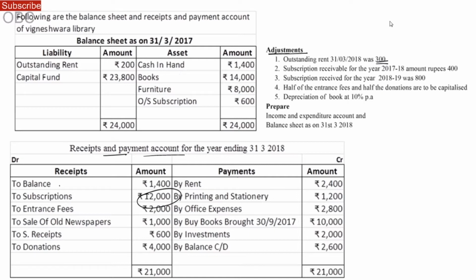For that, you are adding this 300 and subtracting the 200 which exists in the balance sheet. Okay, clear.